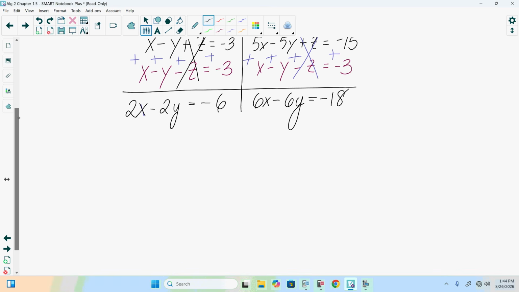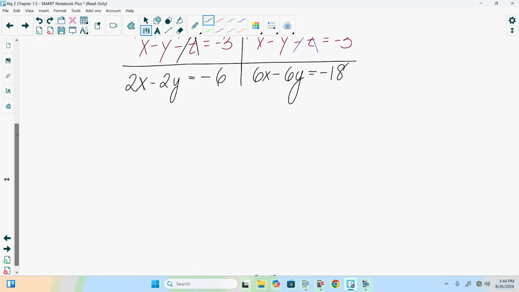Okay, now we need to figure out which one we want to eliminate next, x or y. So y. Now, what can we multiply 2y by to get 6y? 3. Since we have a nice number we can multiply it by, it tells me that the 6x minus 6y equals negative 18, we don't need to do anything to it. We can leave it alone.